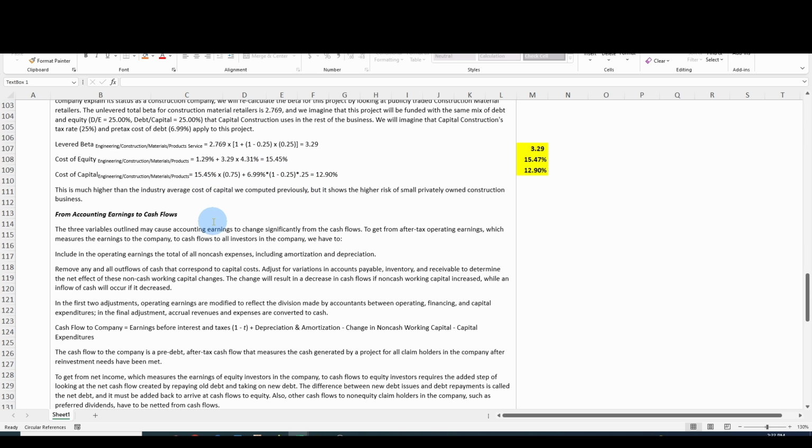This is much higher than the industry average cost of capital we computed previously, but it shows the higher risk of a small privately owned construction business.